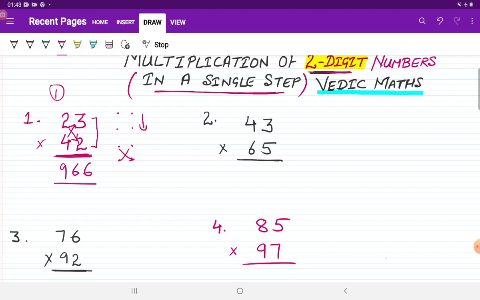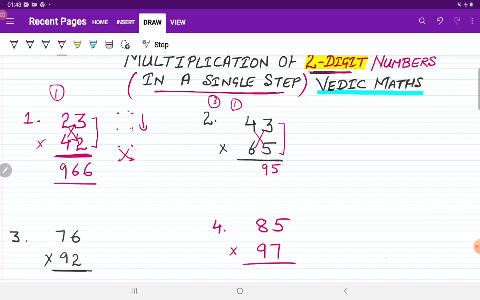Here I have 43 into 65. Again, in a single step we can multiply this. First of all, multiply the unit place digits: 3 fives are 15. Write 5, carry 1 here. Then diagonally, 4 fives are 20, 6 threes are 18. So 20 plus 18 is 38. 38 plus 1 is 39. So we'll write 9 and carry 3.